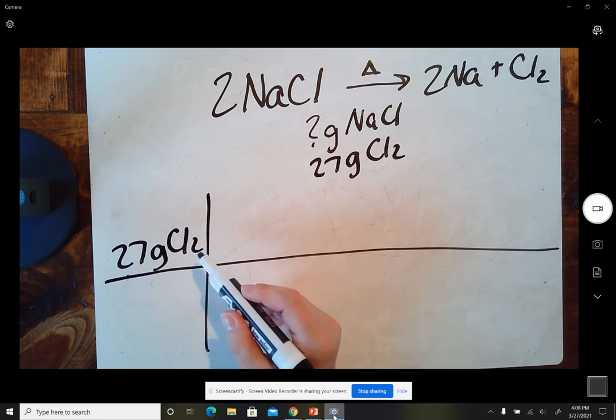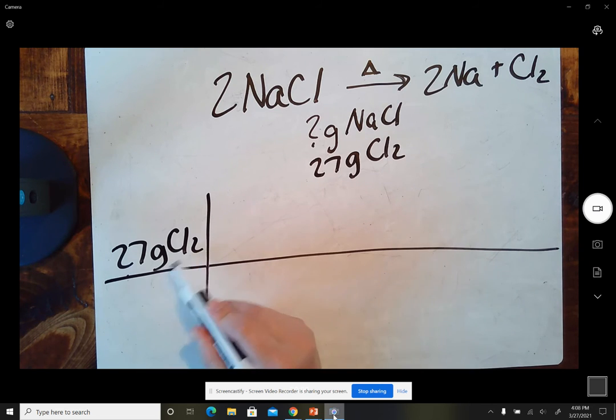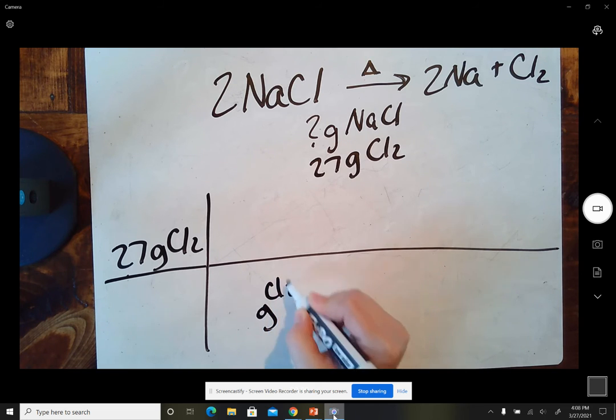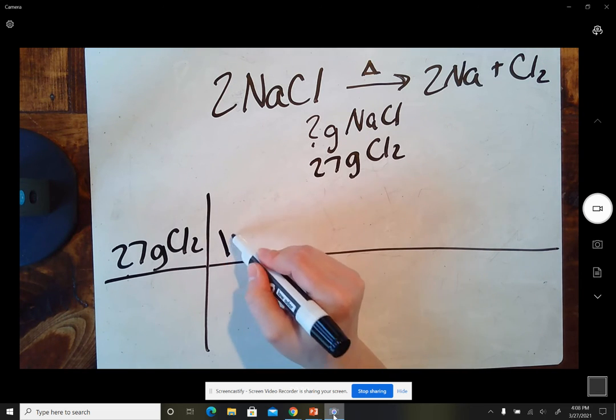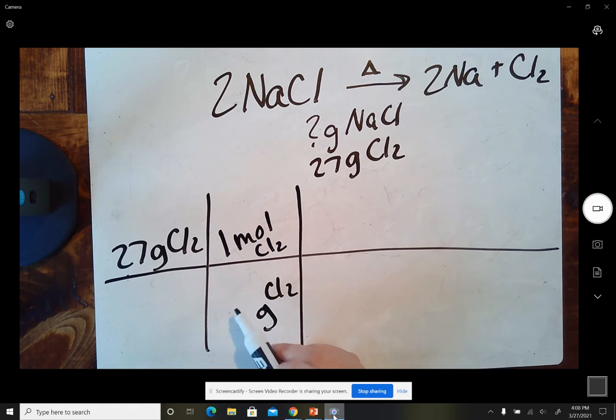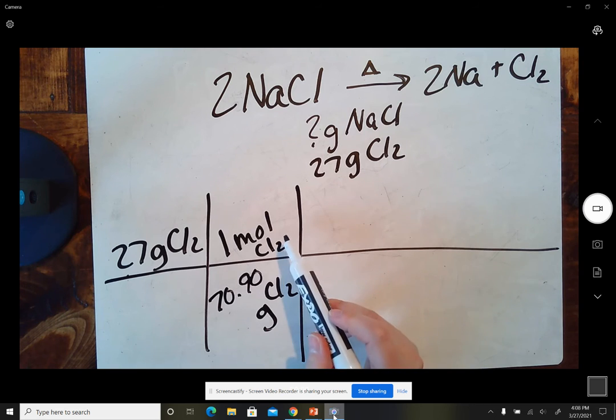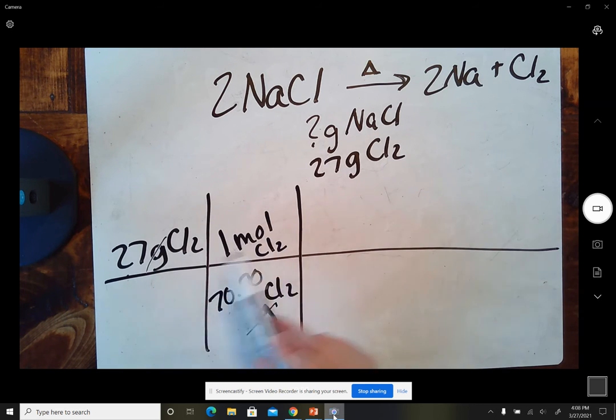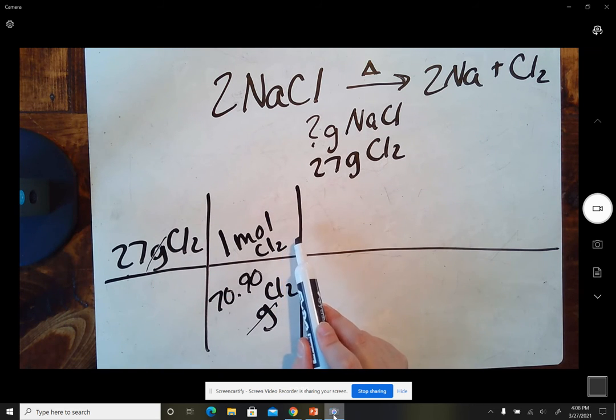First thing we need to do is go from grams of chlorine into moles of chlorine. So the old unit goes on the bottom, grams of Cl2. We know that the molar mass of Cl2 will be equal to 1 mole of Cl2. So I look at my periodic table and I take 2 times the mass of chlorine and I end up with 70.90. So now I'm in moles of chlorine, but that's not what they want.